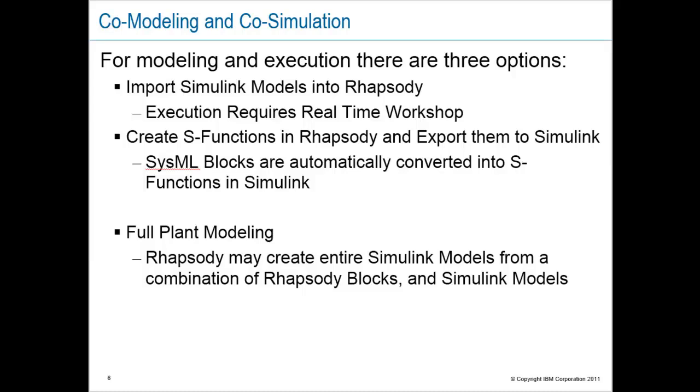Alternatively, you might model a block in Rhapsody and then export that block into your Simulink model. That block would be automatically converted into an S function inside Simulink. The last approach is something we call full plant modelling. Rhapsody can be used as an architectural tool to combine Simulink models with other Simulink models, with or without Rhapsody behaviour included. Rhapsody takes your model and exports the entire thing into Simulink as a brand new Simulink model.